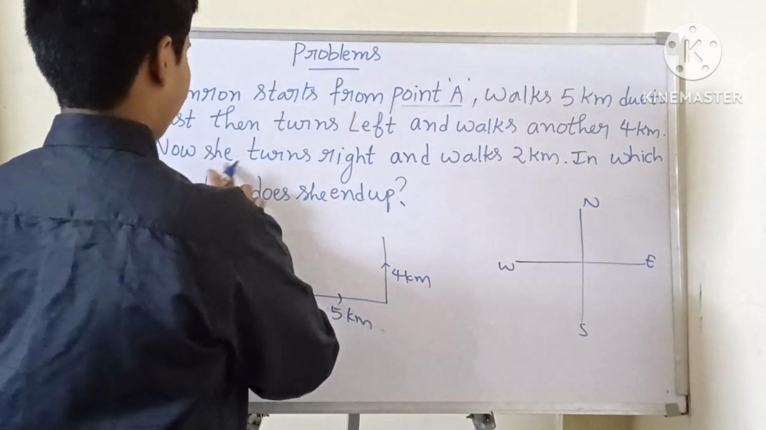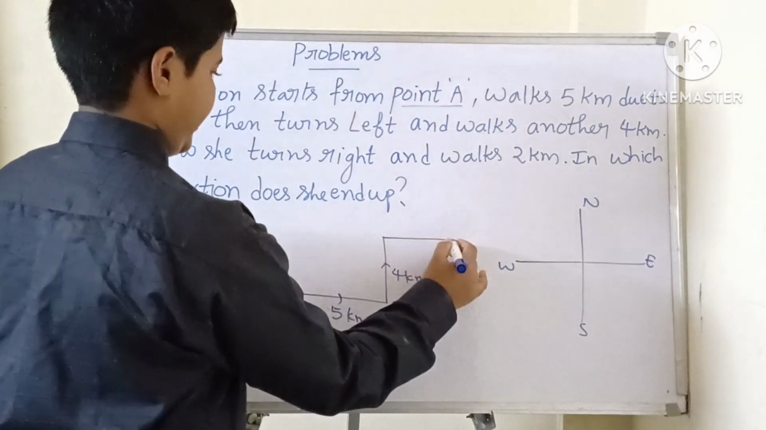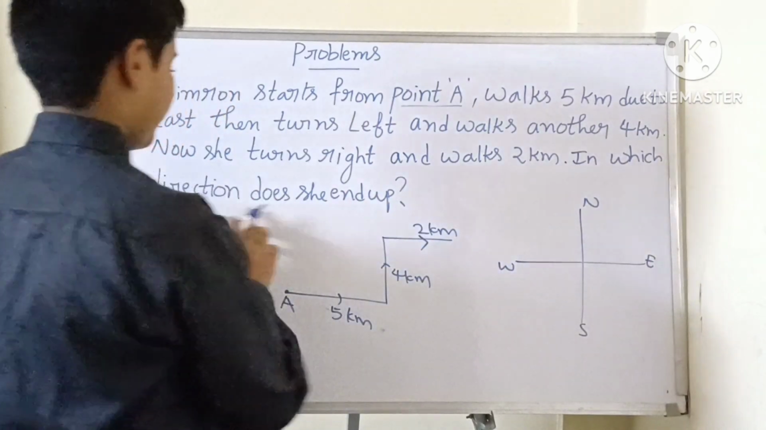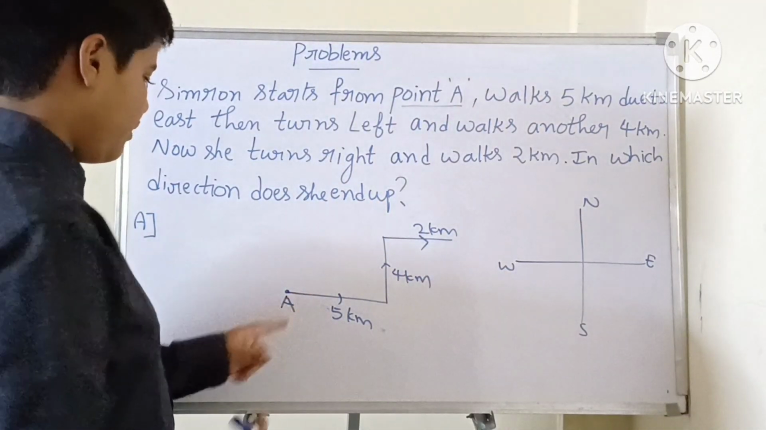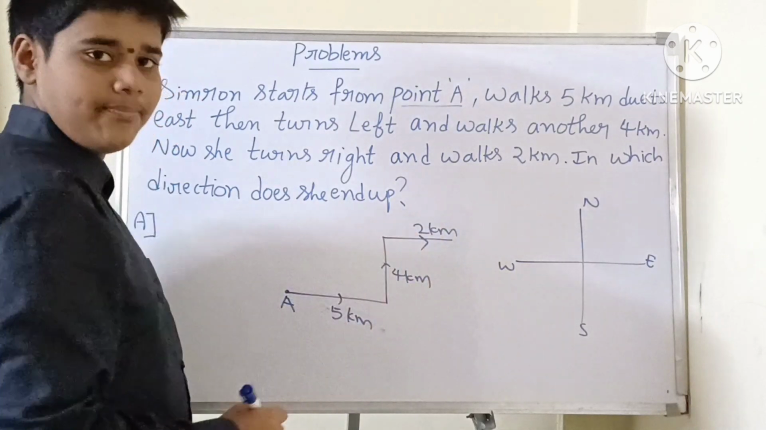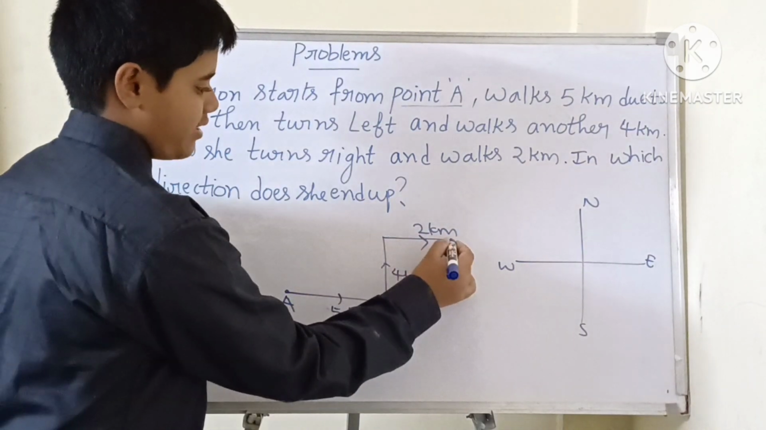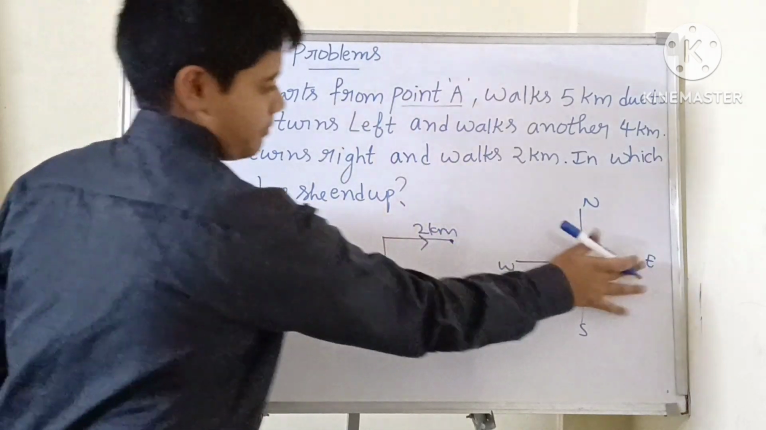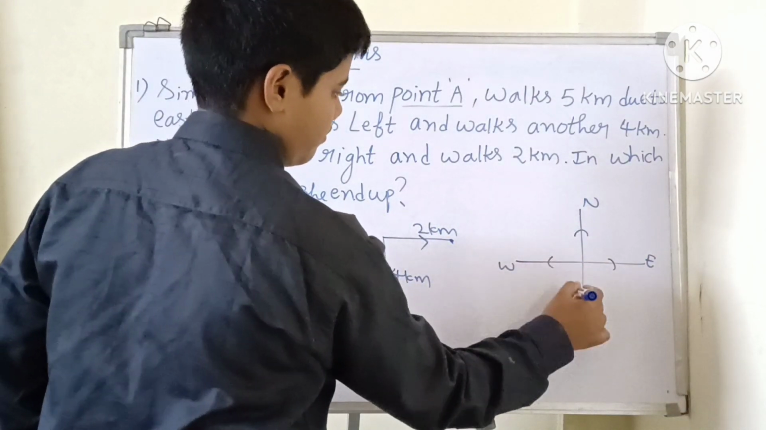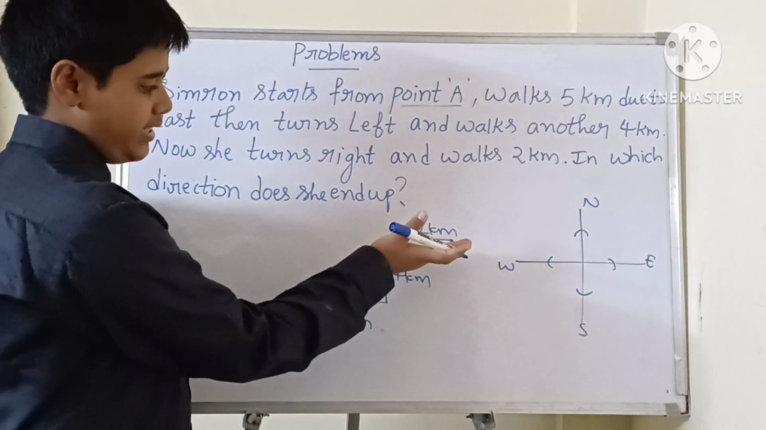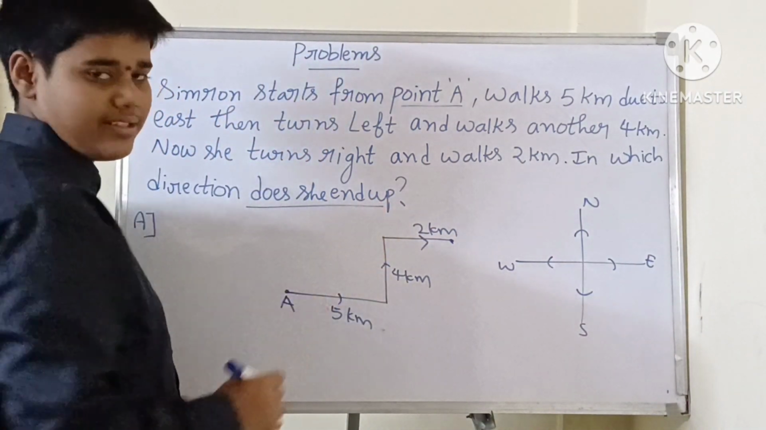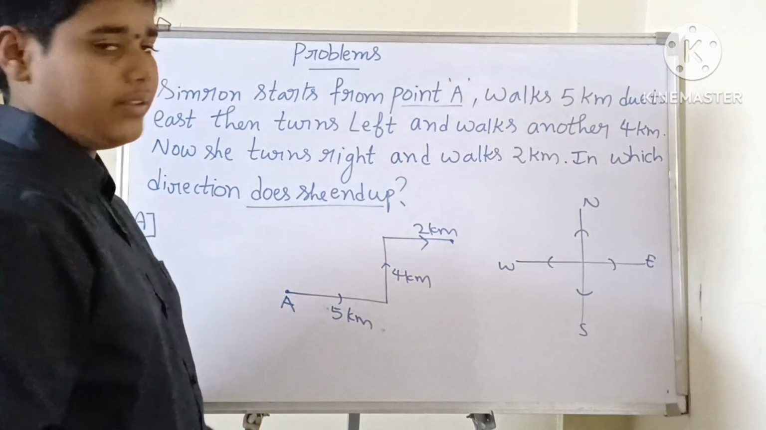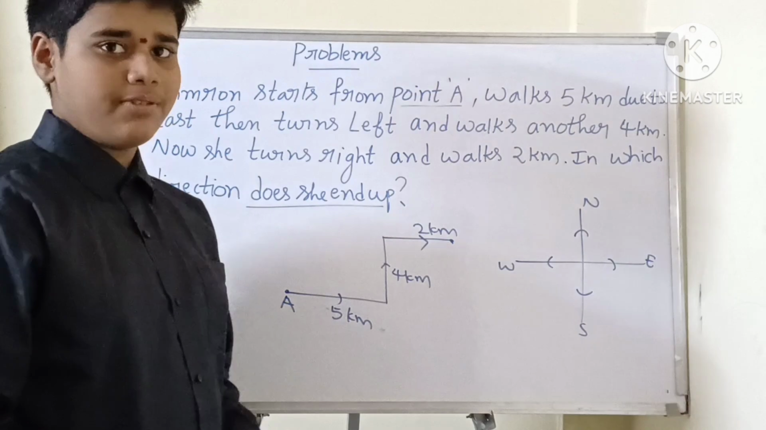Okay, and now she turns right, again right, and walks 2 kilometers. In which direction does she end up? Here it means east, north, east. Here the final direction is east only. See, this is east. So the answer for this question is east. Okay, so like this we can do problems on distance and directions. This is the first problem.